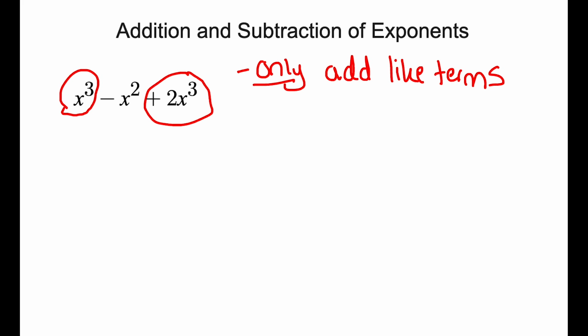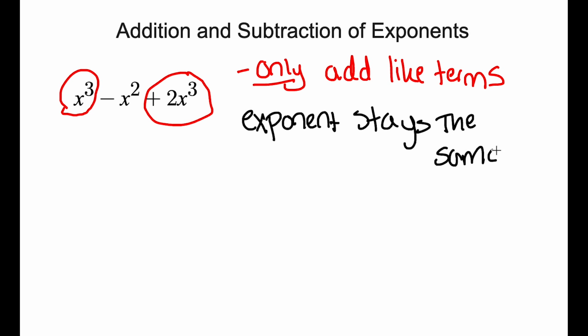When we are adding or subtracting like terms, the exponent stays the same. X to the third and x to the third, when I add them together, it's still x to the third. What changes is the coefficients that are in front of those terms. The sign here stays with the coefficient. So here I have a positive 2, x cubed.